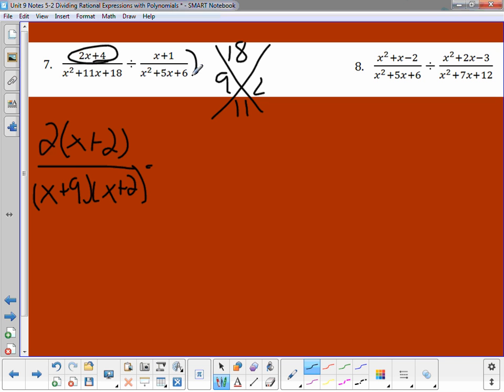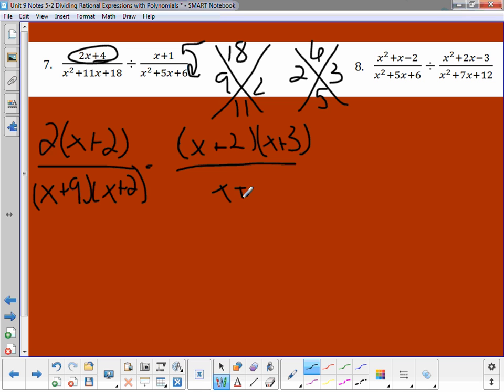Now, I'm going to flip this around, and at the same time, I'm going to factor. I want to factor this bottom one right here. So I'm multiplying to 6 and adding to 5. That's going to be 2 and 3. So then I get x plus 2, x plus 3 on top, and on the bottom is x plus 1, and that's because I flipped that fraction.